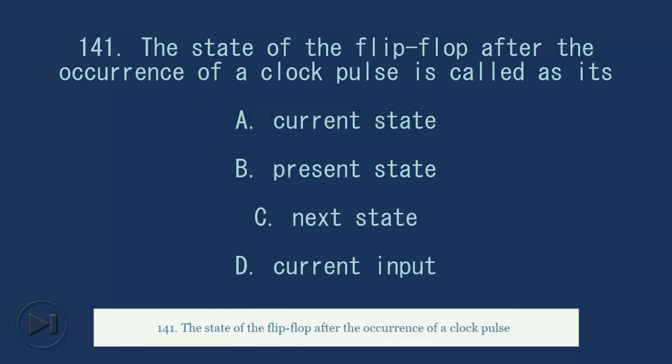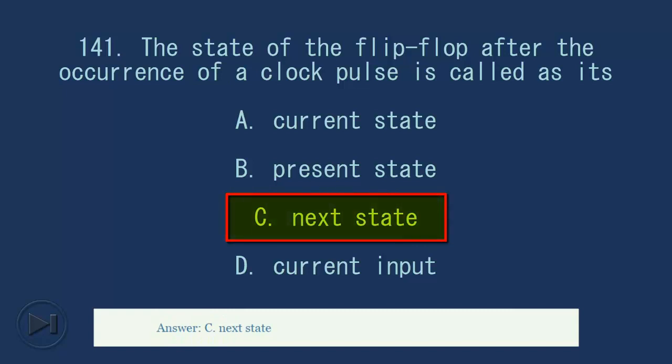141. The state of the flip-flop after the occurrence of a clock pulse is called its A. Current state, B. Present state, C. Next state, D. Current input. Answer: C. Next state.